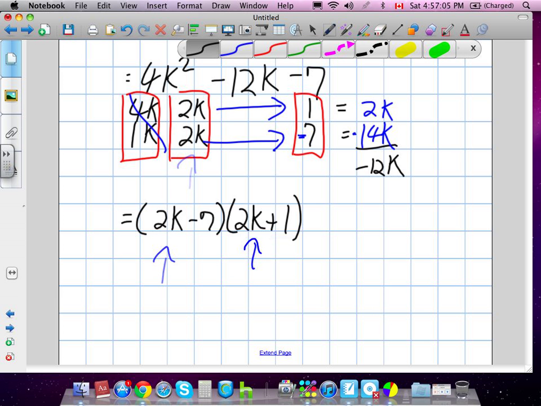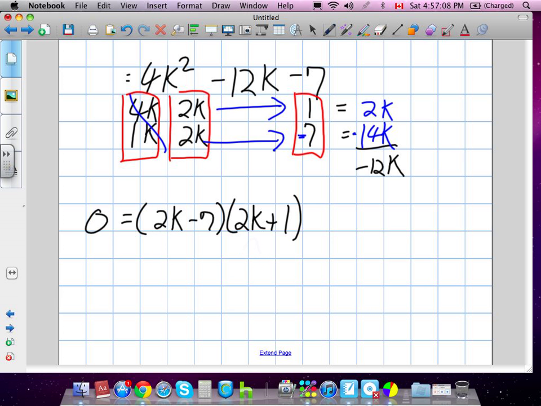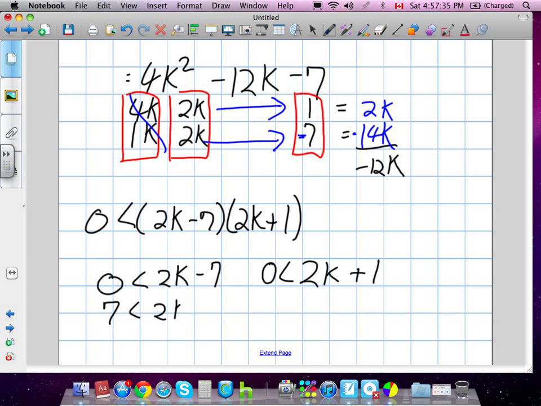Now again, remember this was all set equal to, or greater than, sorry, I should say 0, right? We said that this needed to be greater than 0, these answers. So 2k minus 7 and 2k plus 1 greater than 0. When I add 7 to both sides, I get 7 greater than. And when I bring the 1 over, I subtract, we get 2k. Here we get k is greater than 7 over 2, which is 3.5.